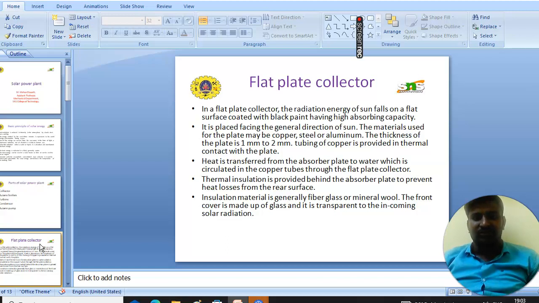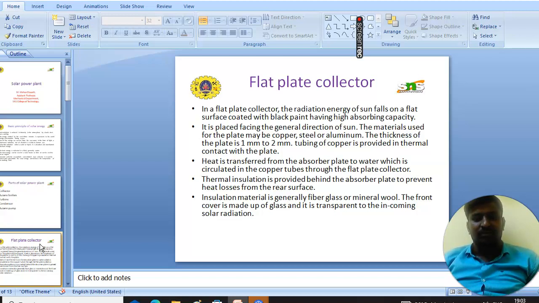The materials used for the plate may be copper, steel, or aluminum. The thickness of the plate is 1 mm to 2 mm. Tubing of copper is provided in thermal contact with the plate. Heat is transferred from the absorber plate to water, which is circulated in the copper tubes through the flat plate collector.